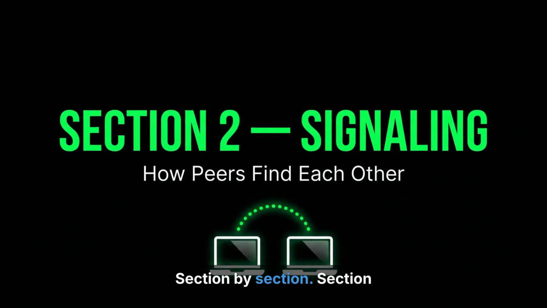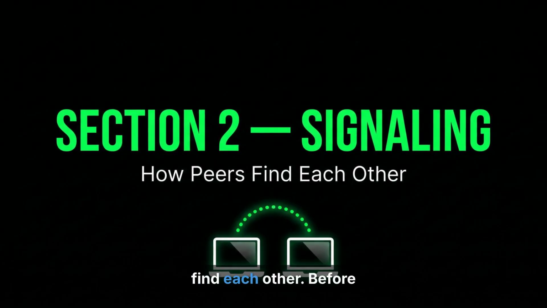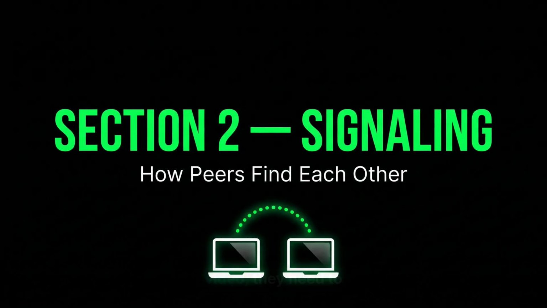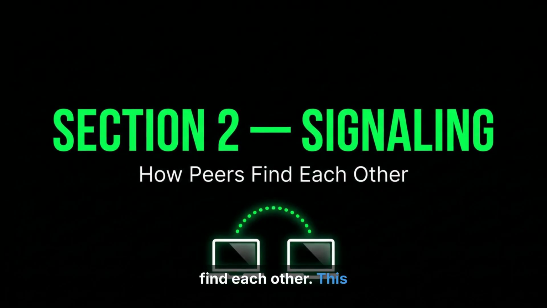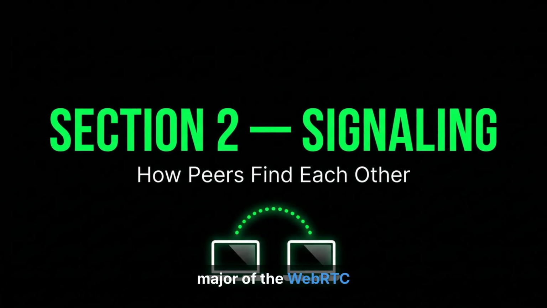Section by section. Section 2. Signaling. How peers find each other. Before 2 browsers can exchange video, they need to find each other. This process is called signaling, and it's the first major piece of the WebRTC puzzle.